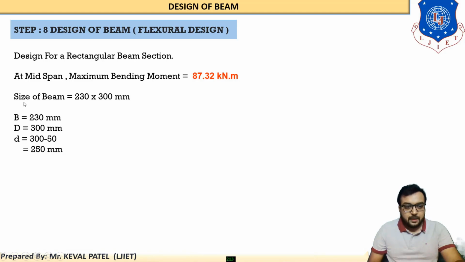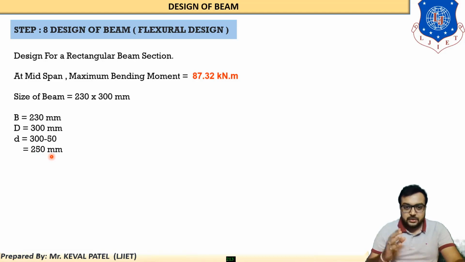First of all, our size of beam is 230 cross 300 mm. This 230 into 300 mm is our total size. Means this is our capital B and this is our capital D. Our capital B is 230 mm and our capital D is 300 mm, but our small d, the effective depth, is equal to 300 minus 50, because we have to provide 50 mm cover at the bottom of the beam. So the value of small d is 250 mm.